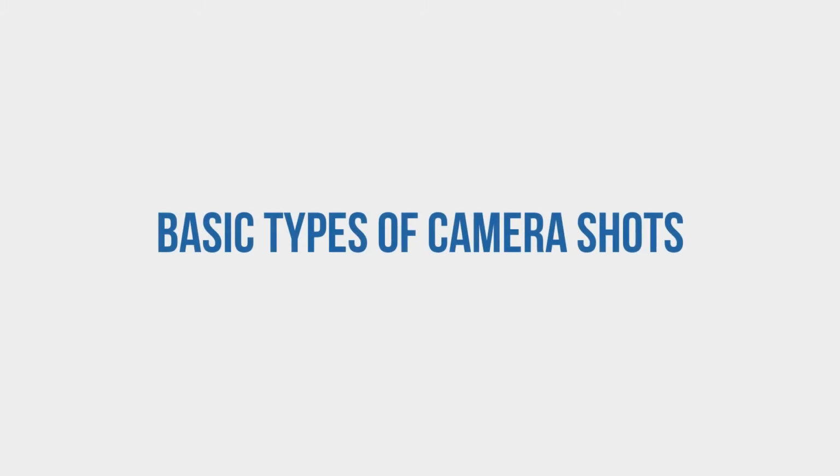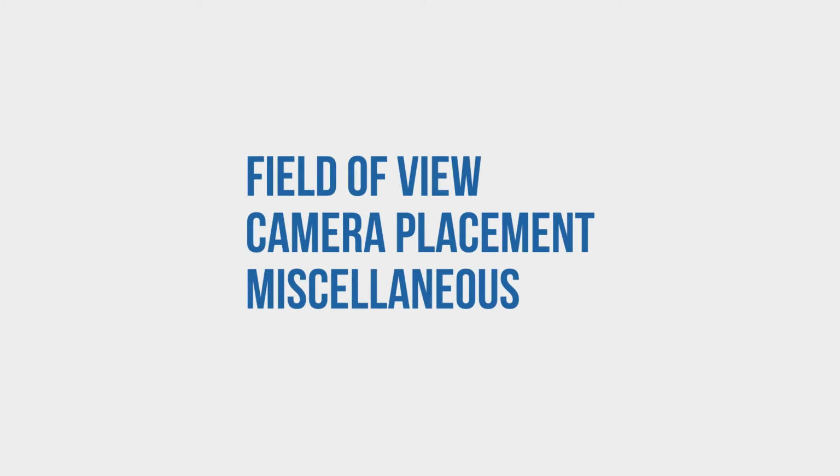Now that you know how to angle your camera, it's time to learn about some of the basic types of camera shots. So I'm talking about the terminology that describes the visual elements of what's in the frame of the camera. Shots can be classified by three types of things.